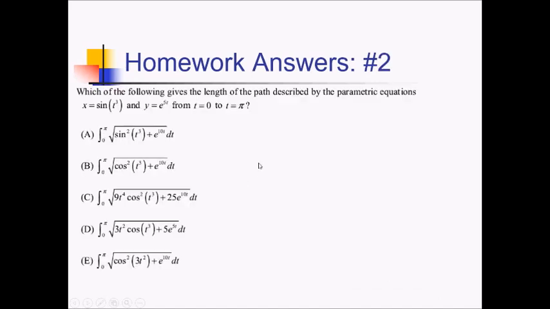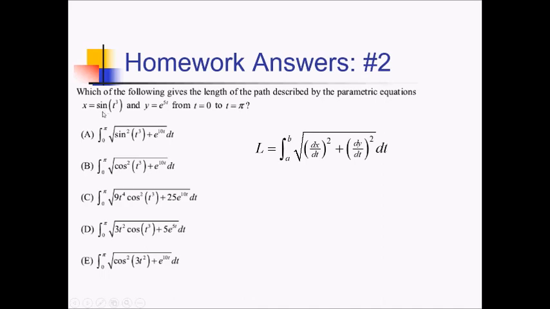On this problem, I'm trying to find the length of the path described by this set of parametric equations from 0 to pi. Since I've got parametric equations, on this no calculator question, I'm going to start with my formula for parametric length. That's the integral from a to b of the square root of (dx over dt) squared plus (dy over dt) squared. So dx over dt, that's the derivative of this x equation here.